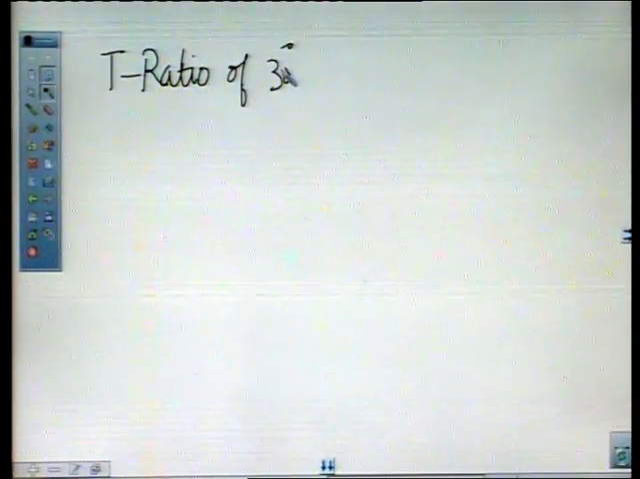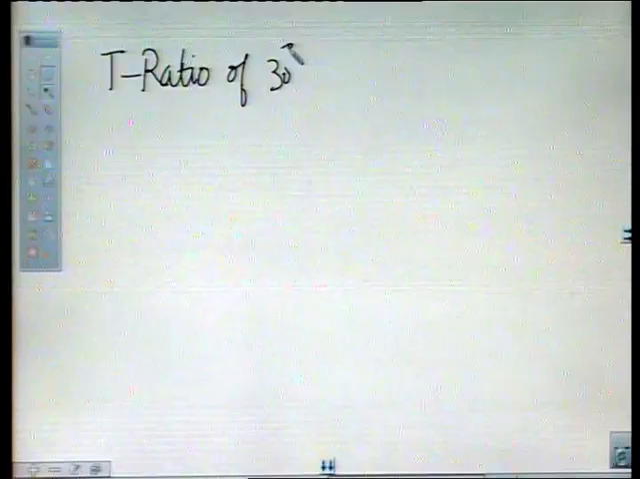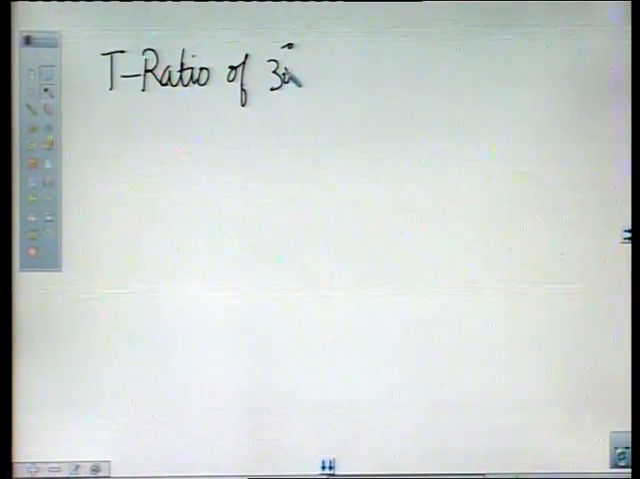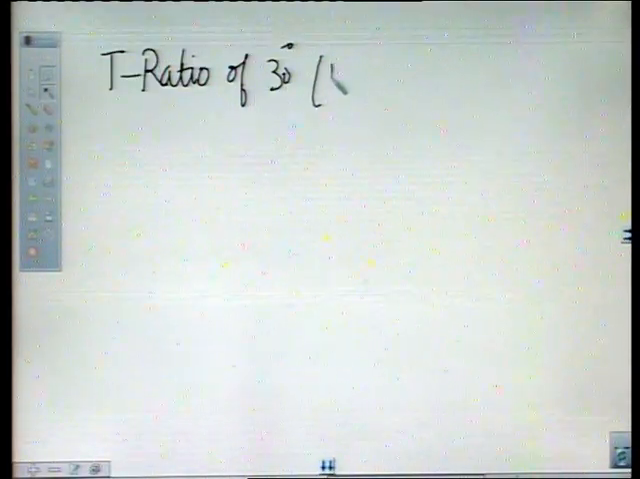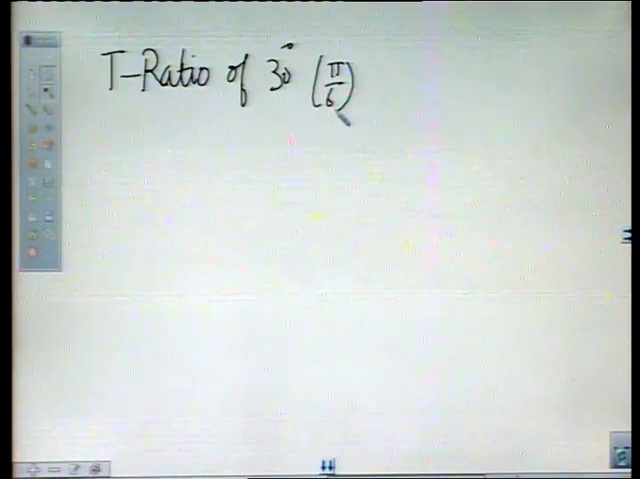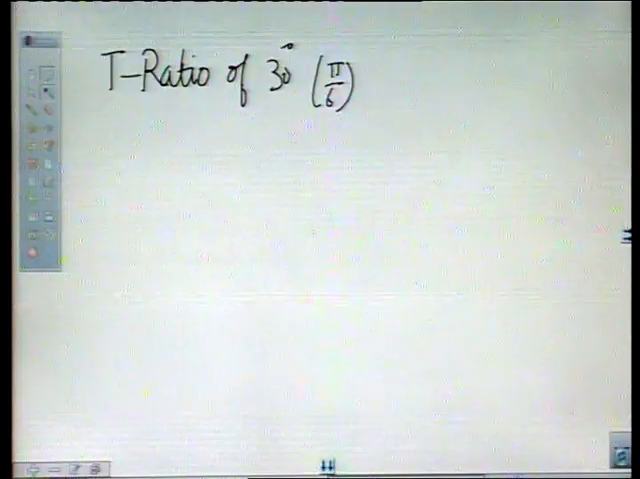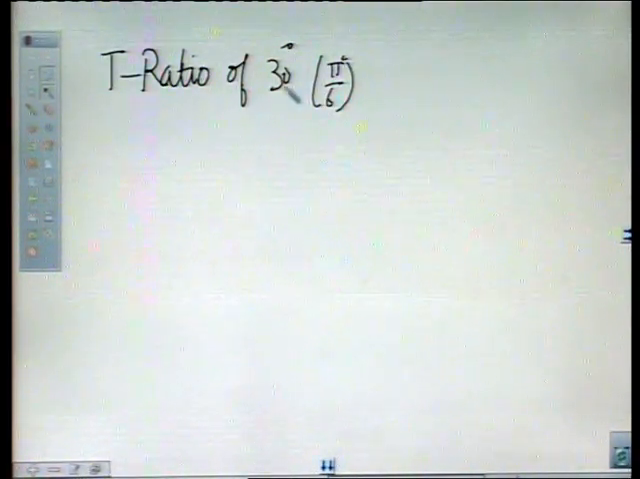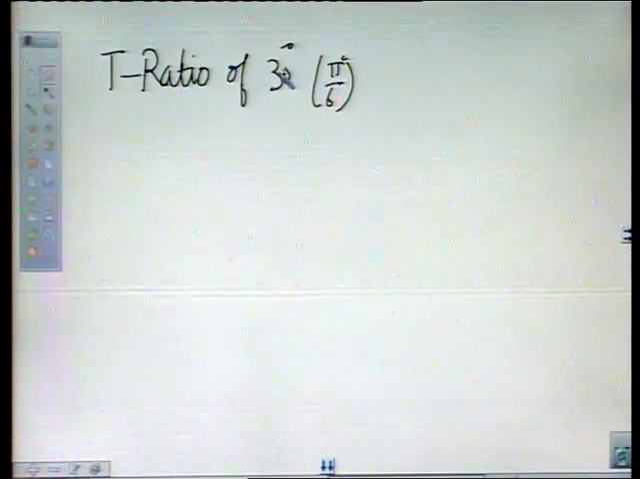Now, this angle I am writing in degrees, that is 30 degrees. If we want to change it into radians, this will become pi over 6. We know the value of pi is 180, and 180 divided by 6 gives 30. That is, in radians we write the 30 degree angle as pi over 6.